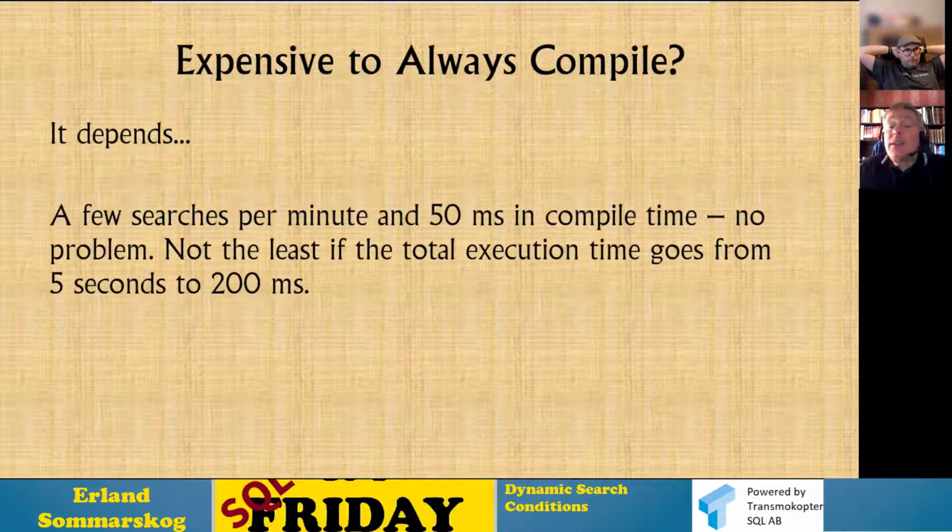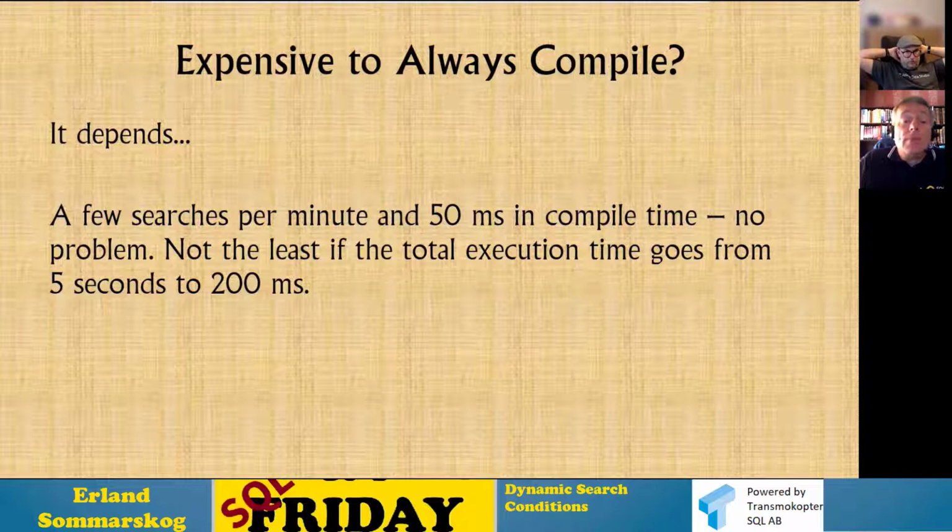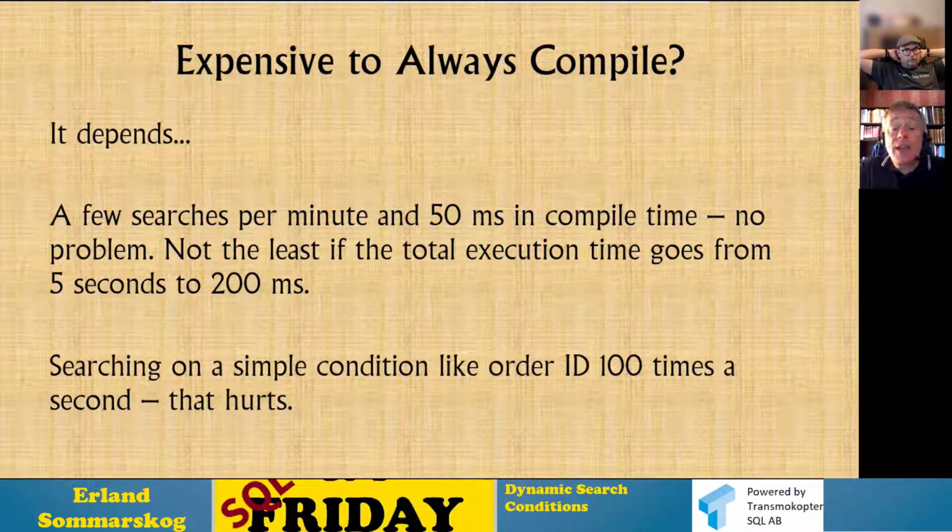I mean, users may not be very busy. You may only have a few searches per minute and the 50 milliseconds in compile time, of course, that's not a problem. Not the least if you manage to slash down the total execution time. But now let's say you're using that procedure, static search 4, to look up orders by order ID 100 times a second. Your CPU will go up in flames. That's just going to be really, really bad.